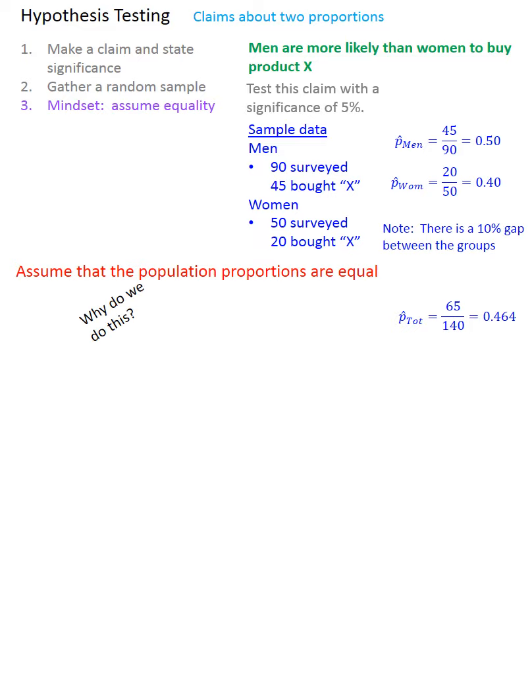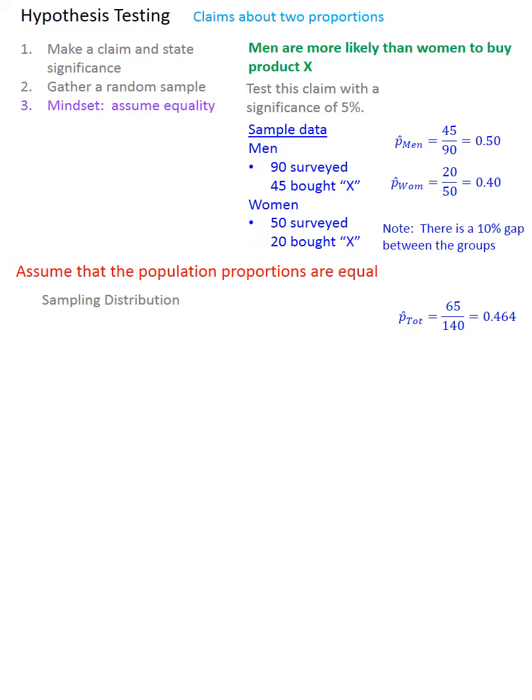So now, why are we doing this? Well, the same reason we always do. If we can show that the sample data, that this 10% gap, based on this assumption of the null hypothesis, is highly unlikely to have happened by chance, then we have strong evidence to accept the claim that men are more likely to buy this product than women, also known as the alternative hypothesis.